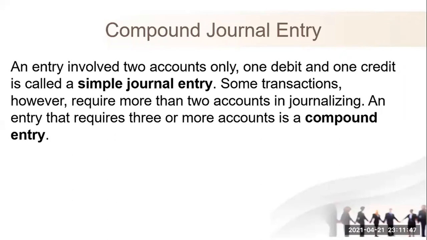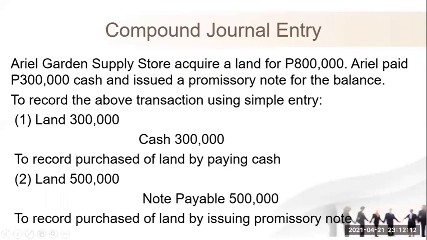nag-provide tayo ng service worth 50,000. Tapos 25,000 lang yung dala niya or 50% lang yung dala niya cash, 25,000 lang. So, pwede ilagay natin yon cash, debit, 25,000. Tapos sa accounts receivable muna, 25,000 din. And then, yung credit natin, service revenue, 50,000 pa din. So, yun yung tinatawag na compound journal entry. Kumbaga, meron more than two accounts na involve.